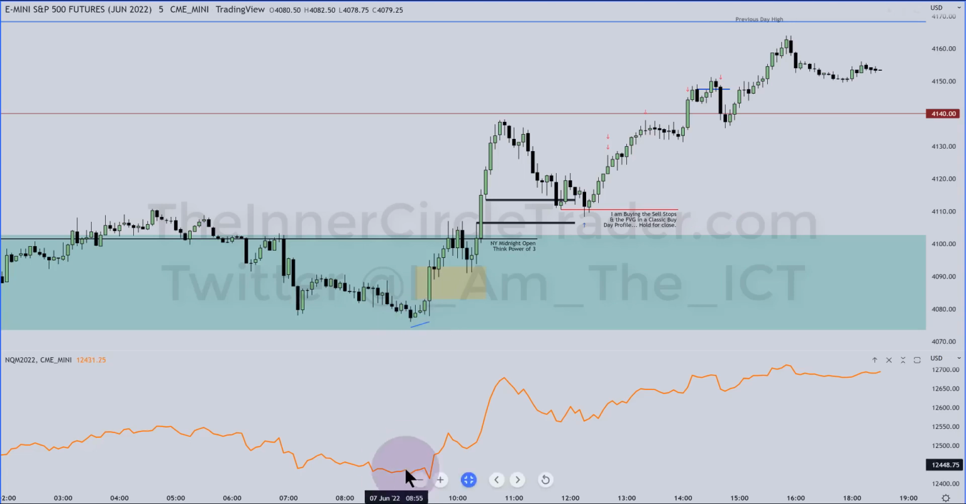SMT divergence here. You see that? SMT divergence here. Lower low, higher low. Here we have the lower low in NASDAQ, higher low in S&P. That sets the stage for that run higher. Okay?